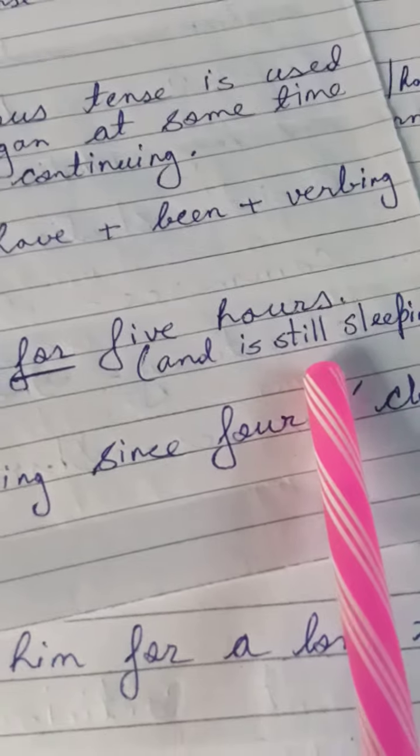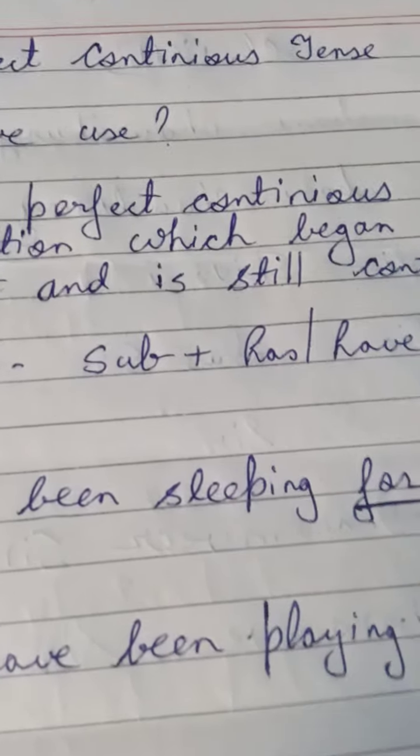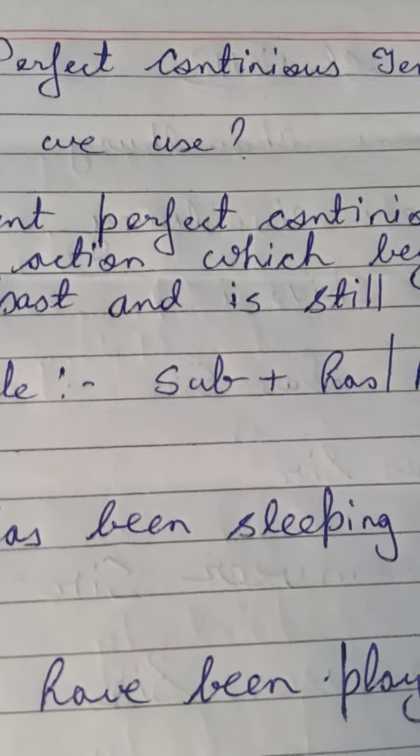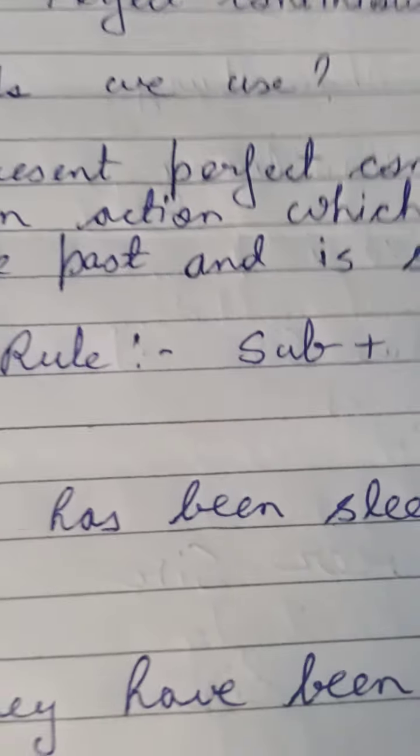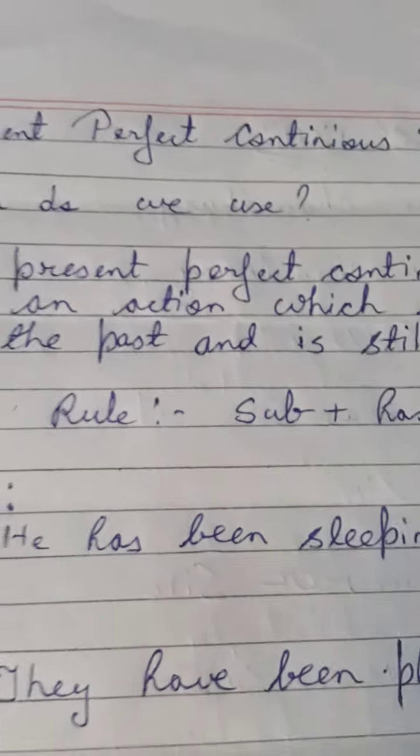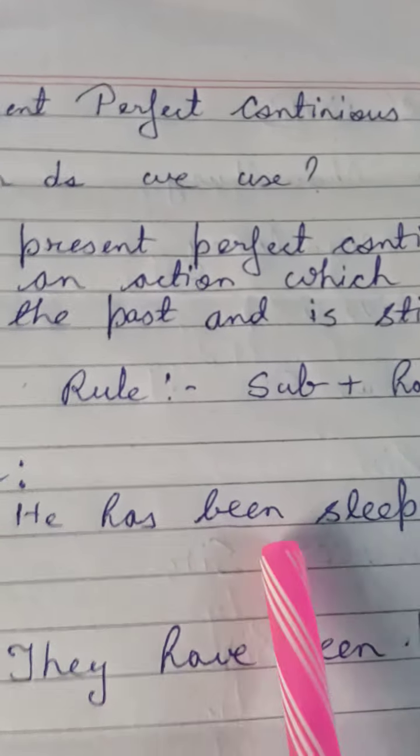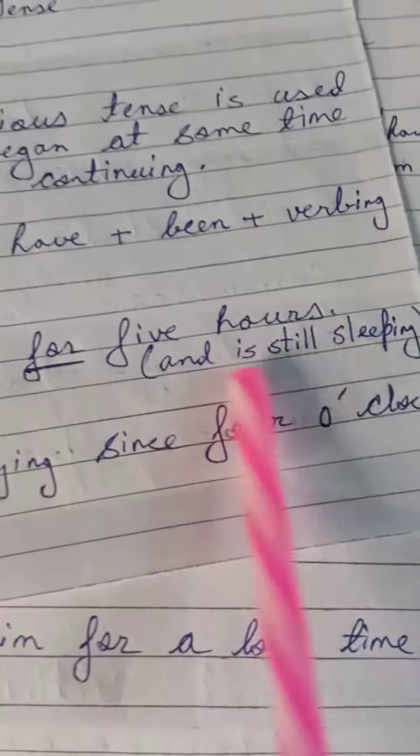He has been sleeping for 5 hours, and is still sleeping. It means 5 hours ago he started sleeping and is still sleeping. Started in the past and the action is going on. So in this case you can use present perfect continuous tense. He has been sleeping for 5 hours and is still sleeping.